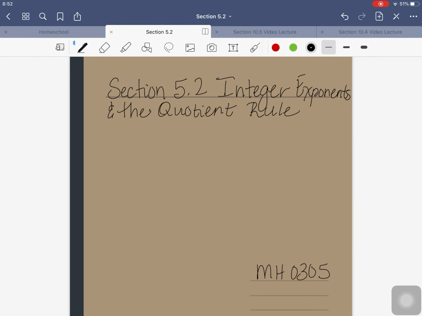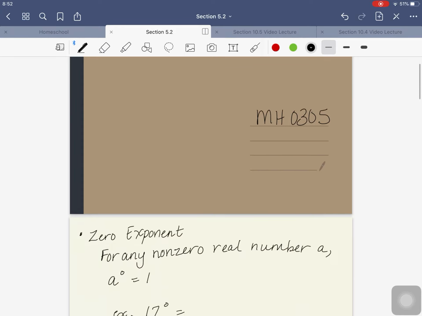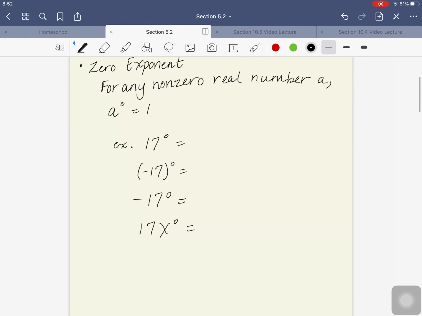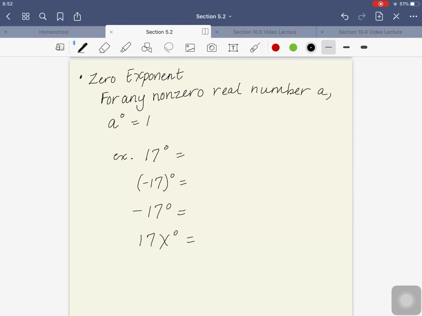All right, section 5.2, integer exponents and the quotient rule. First we have the rule for a zero exponent. Anything raised to the zero power is equal to 1. So for example, 17 to the zero power would equal 1. The quantity negative 17 raised to the zero power is also 1.